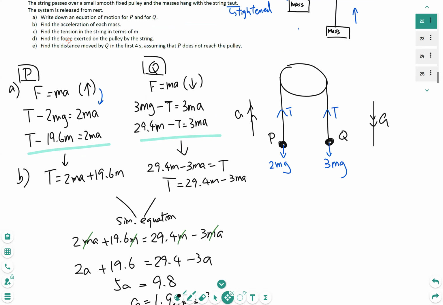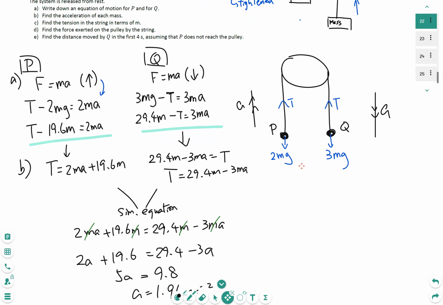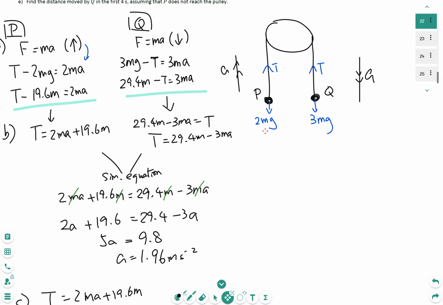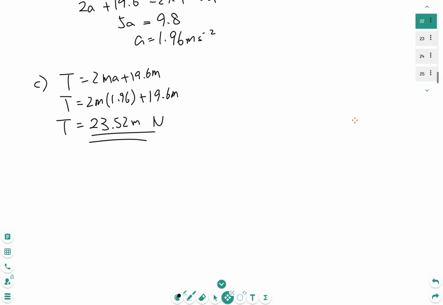Part D, find the force exerted on the pulley by the string. So you'd be thinking, what force is the string applying to the pulley? So far we've been looking at the perspective of the masses P and Q. For P, the string is holding it up in mid-air, so the tension points up. However, let's look at the perspective of the pulley.